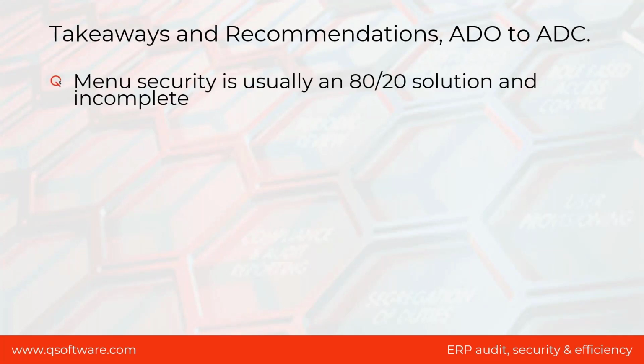Menu security is really an 80-20 solution, and it's very tempting to use it because it covers so much of your navigable controls. But as we've seen, your function keys can take you all sorts of places you don't want your users going, and it's really that 20% that tends to be the critical piece.